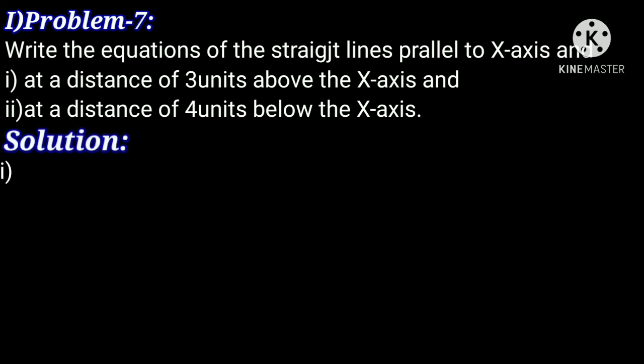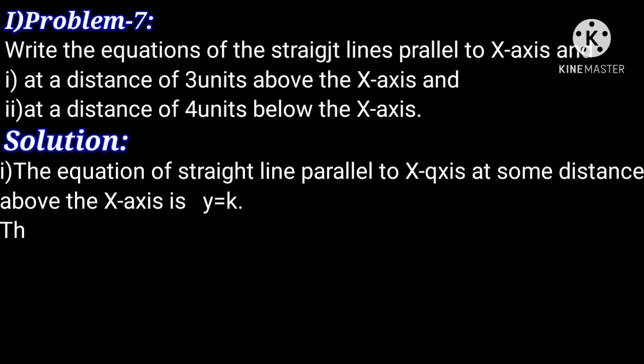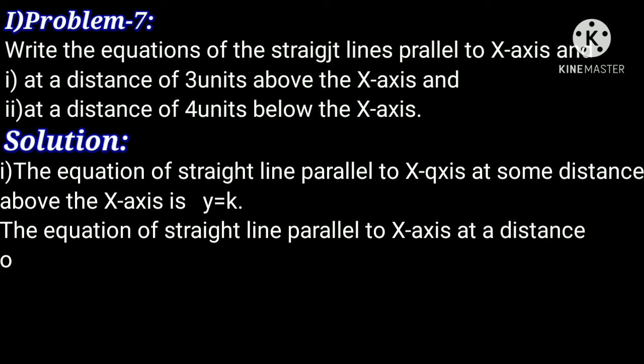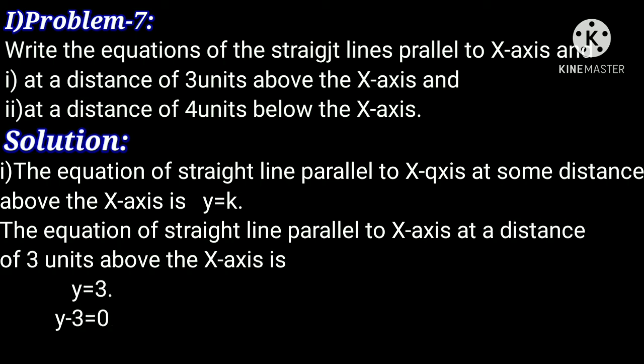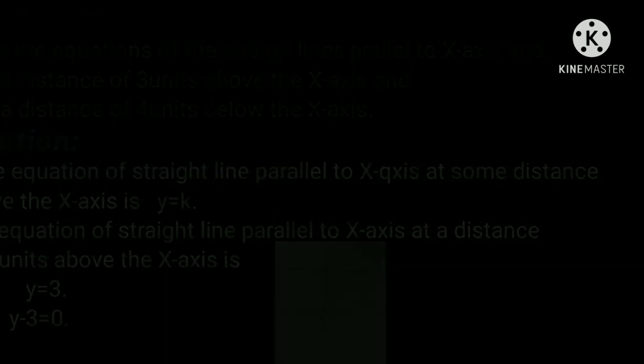Solution. First one, the equation of the straight line parallel to the x-axis at some distance above the x-axis is y equal to k. Then the equation of the straight line parallel to the x-axis at a distance of 3 units above the x-axis is y equal to 3. From this, y minus 3 equal to 0. This is our parallel equation.